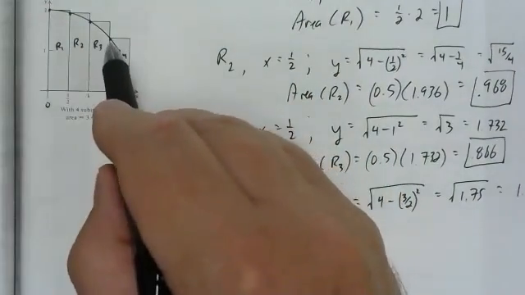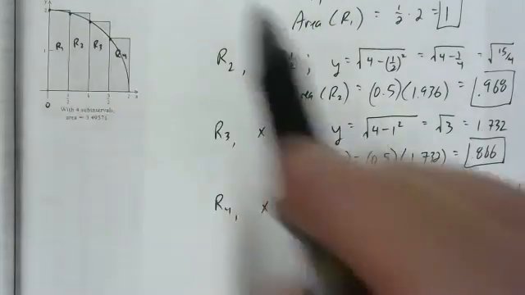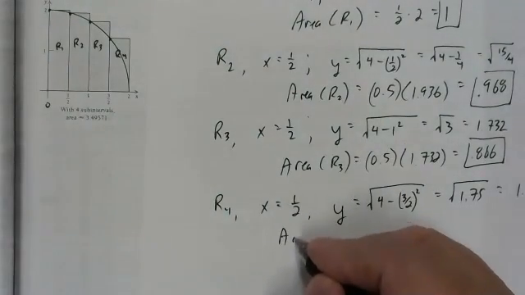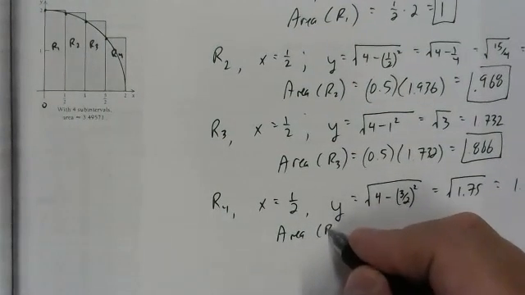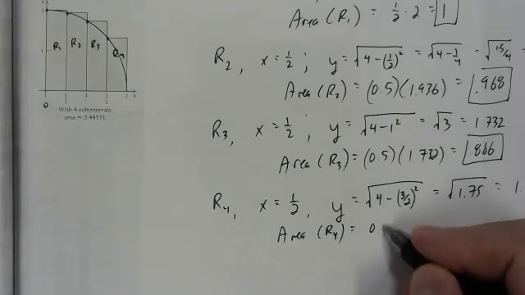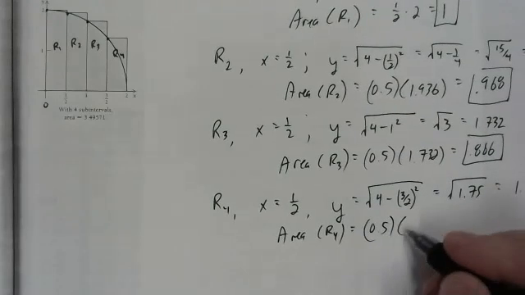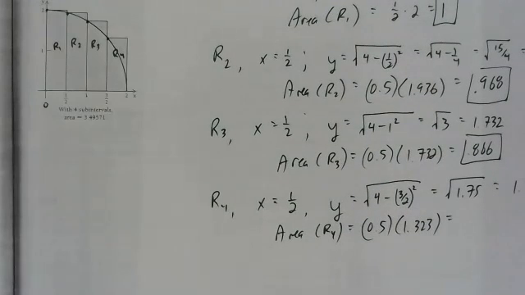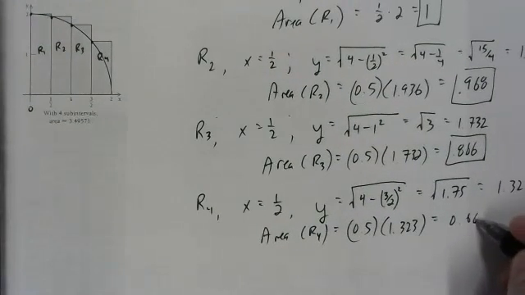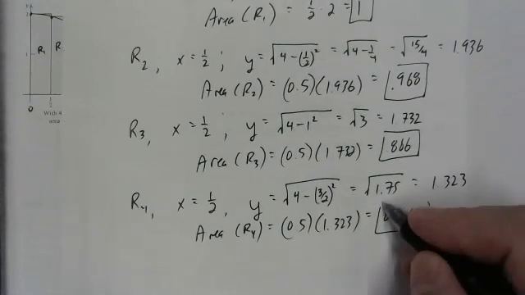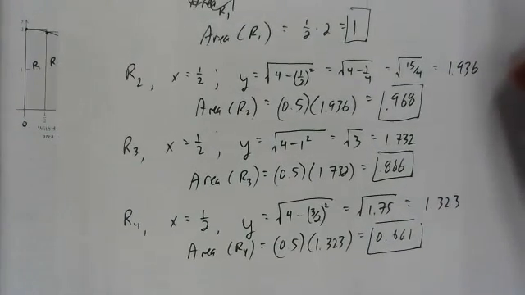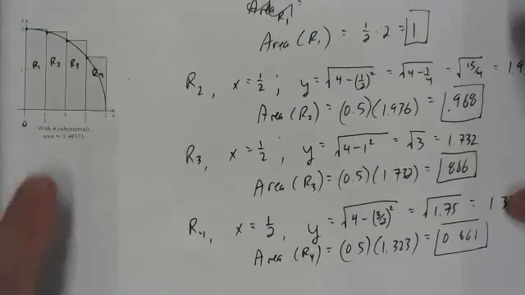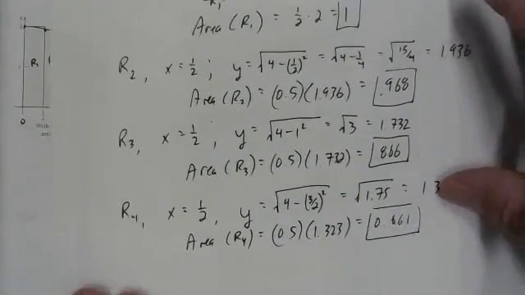And it looks about right. Look, I'm saying 1.3, here's 1. 1.3 is about right. So now the area of rectangle 4 is, the width is 1/2, the height is 1.323, so 0.661. So I've taken the time now to calculate the areas of these 4 rectangles.